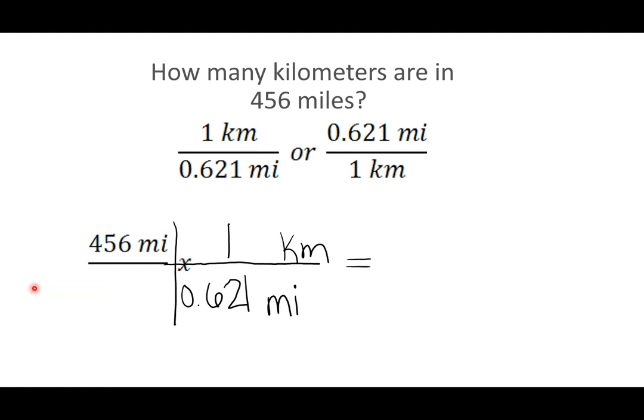Now I'm set up. To solve this, I will multiply across the top. So 456 times 1. Divide by anything that's on the bottom. So divided by 0.621 miles. So go ahead and grab a calculator and throw that into your calculator. So 456 times 1 divided by 0.621. And here is what my calculator spits out.